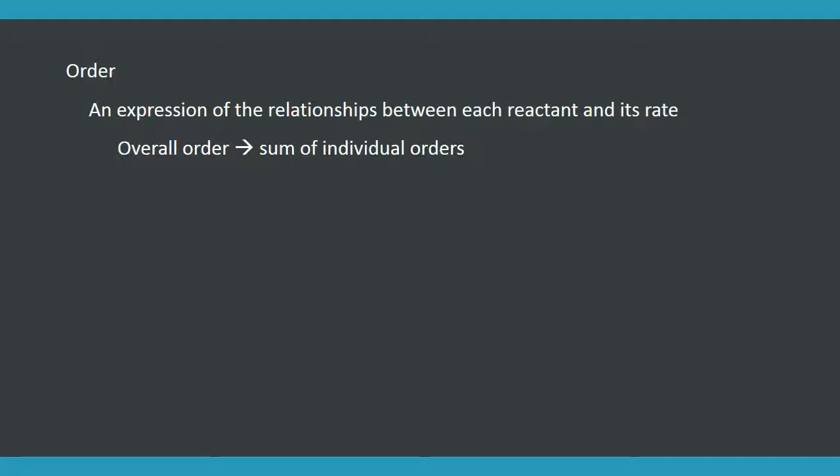Overall order is the sum of the individual orders, and we will look at that with specific reactions. And this is going to be determined through rate mechanisms, which is the second video for 16.1. And so it all comes together. So we're learning how to use the rate law to determine order, but order truly comes from a rate mechanism.